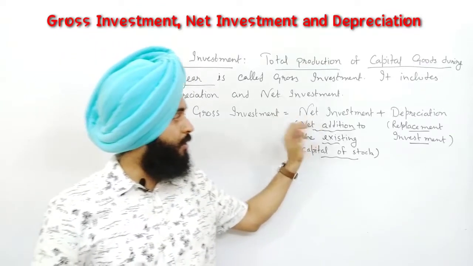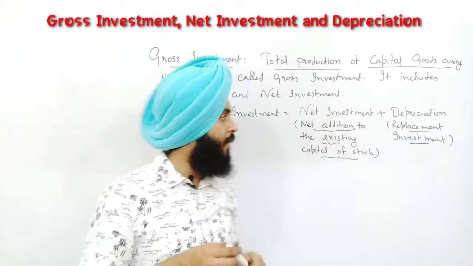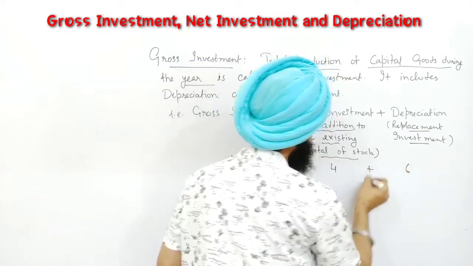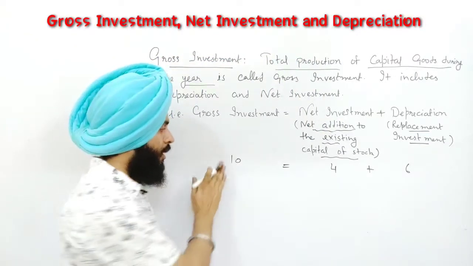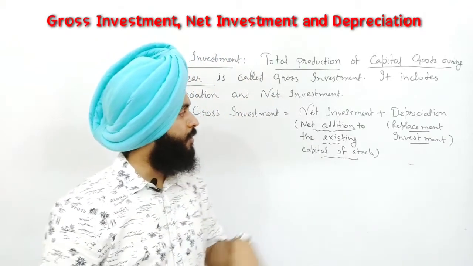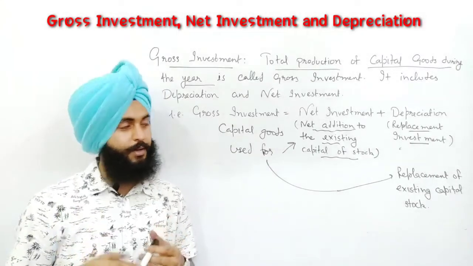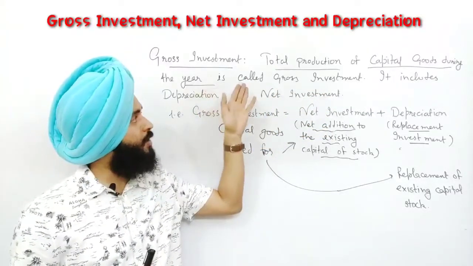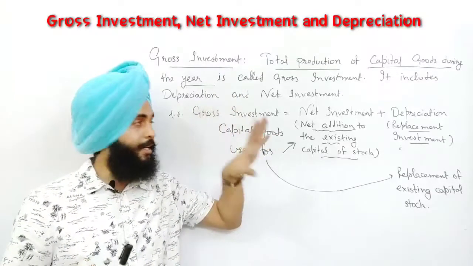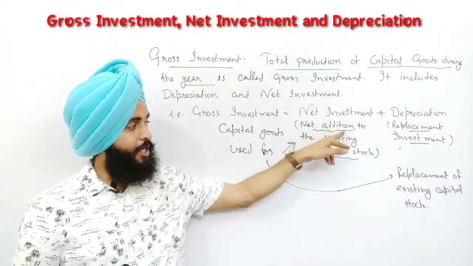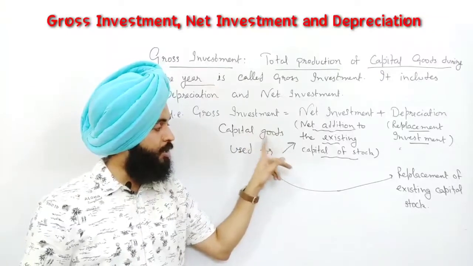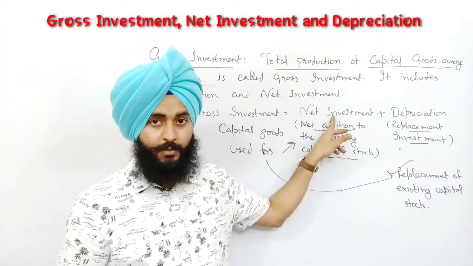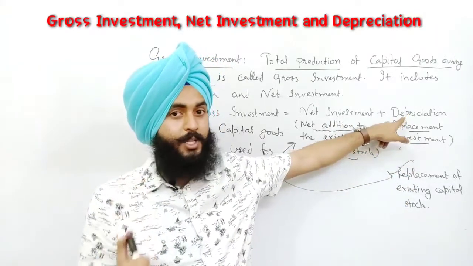Gross investment has two things, net investment and depreciation. As I told you when we talked about 10 rupees, my marker has 10, 4, 6. Okay. So simply, it includes two things, net investment and depreciation. In simple words, total production of the capital goods during the current year, during the accounting year, will be called gross investment, and it includes capital goods used for net addition to the existing capital stock and capital goods used for replacement of existing capital stock. Addition ke liye net investment word use ho raha hai, replacement ke liye we are using the word depreciation.